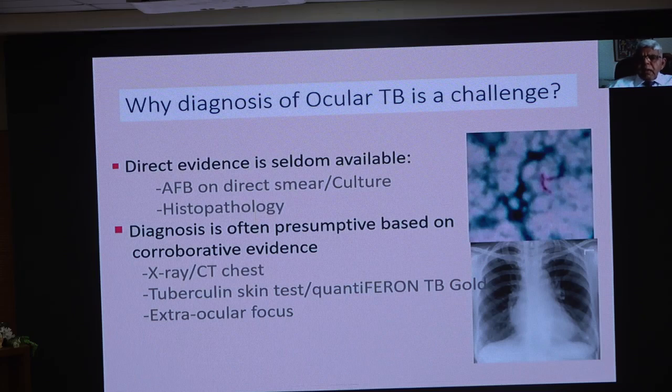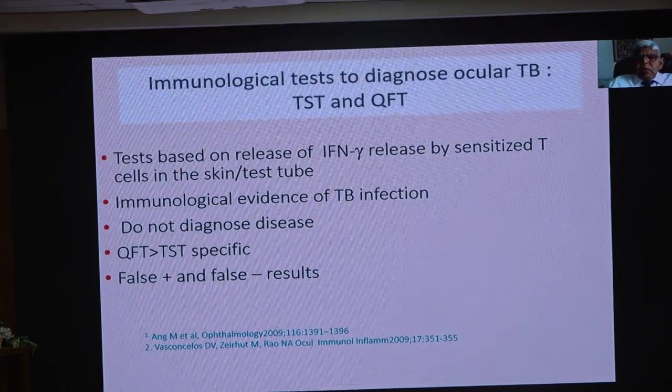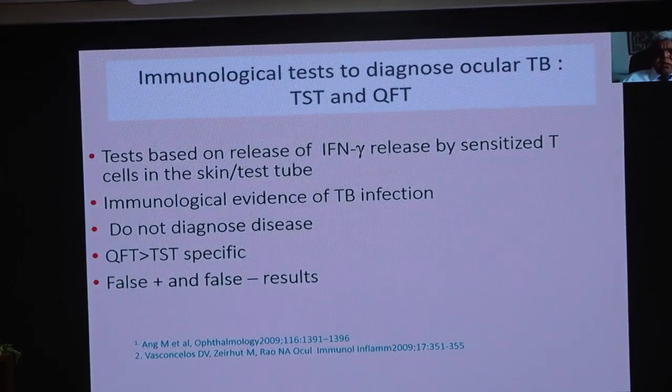On the other hand, in the eye, it's almost impossible to demonstrate the presence of AFB. Doing biopsies from the choroid or retina is a major invasive procedure and hardly ever done. So for making this diagnosis of TB uveitis, we often depend on some corroborative evidence, based on radiological or immunological investigations. The challenge with the immunological test is, now what is the basis first?